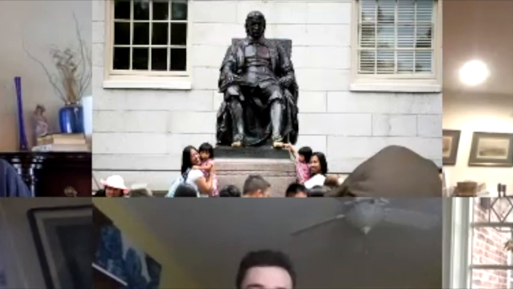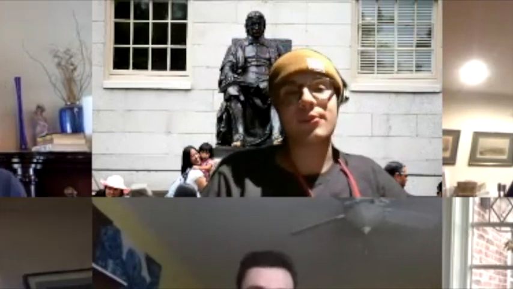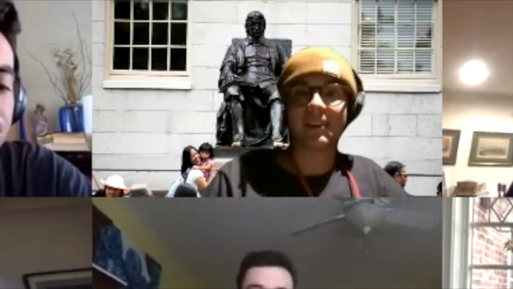So here we are at the John Harvard statue. The John Harvard statue, as you can see right now, people are taking pictures right in front of it. And the John Harvard statue is, in fact, the third most photographed statue in the entire United States. Does anyone want to guess what the other most photographed statues are in the U.S.?